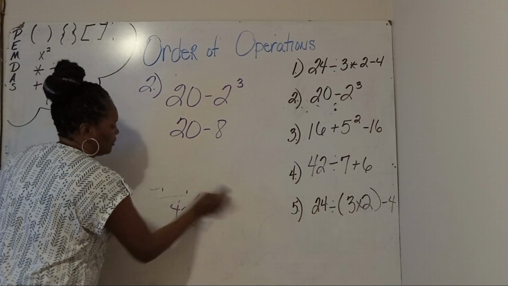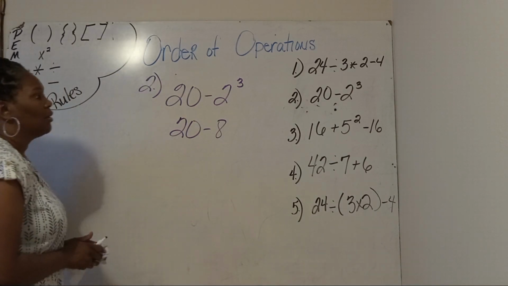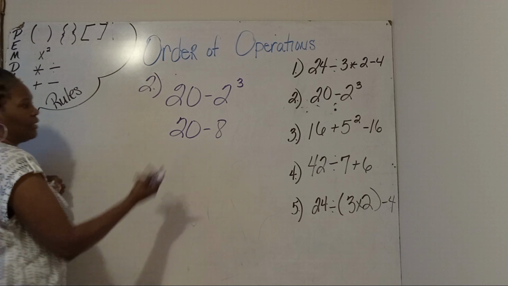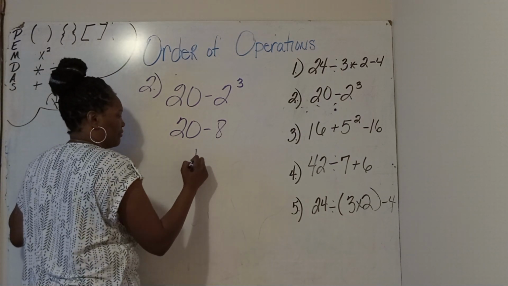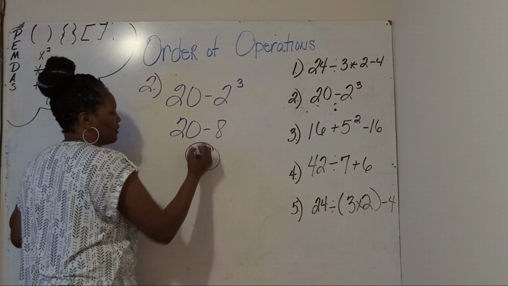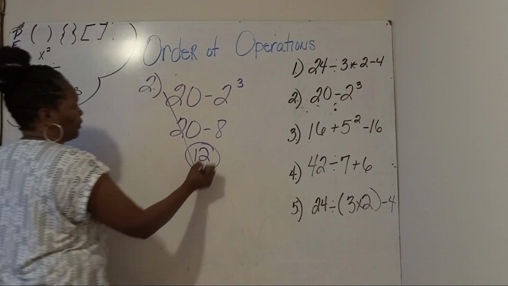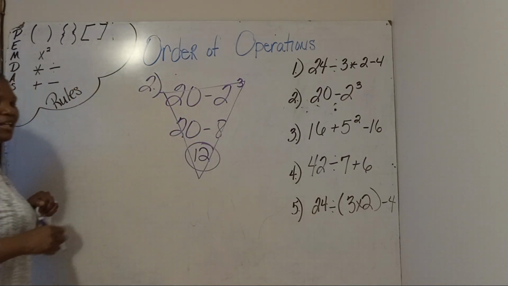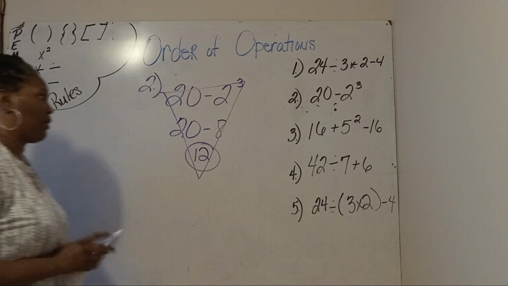So now we can subtract. What's 20 minus 8? 12. That's our answer. I circle it. Look at my Dorito. Okay? I love order of operations problems. Okay?